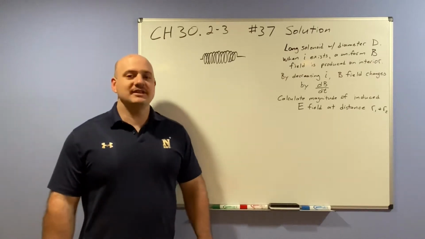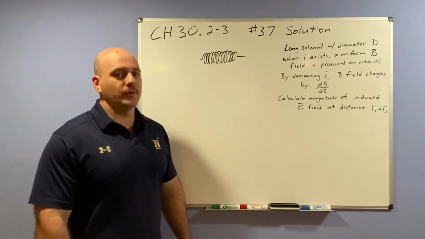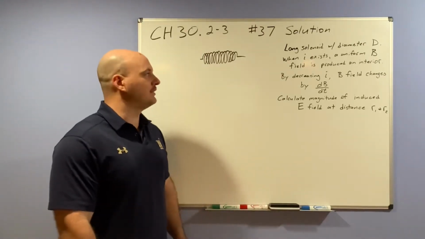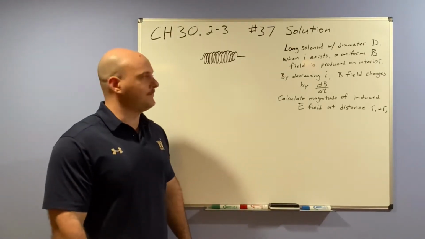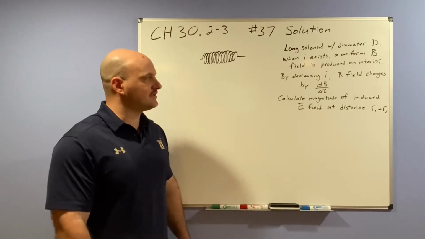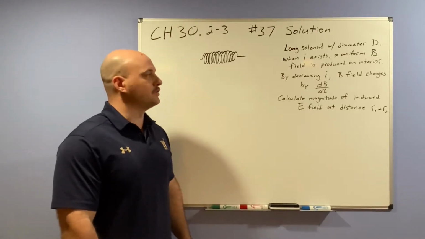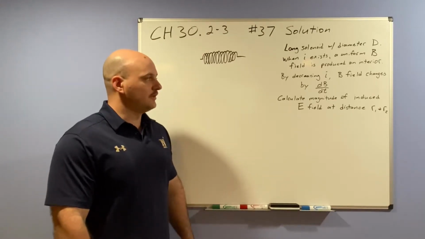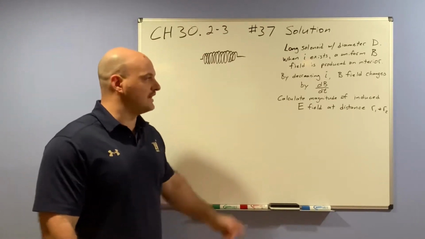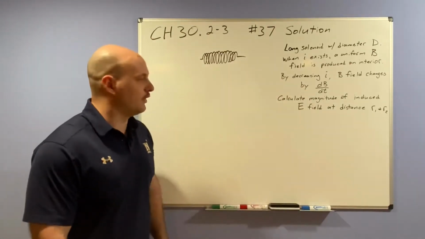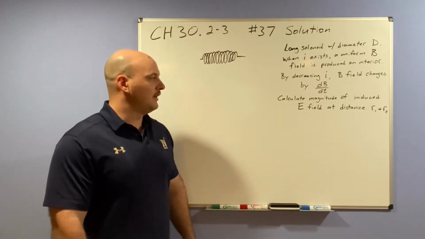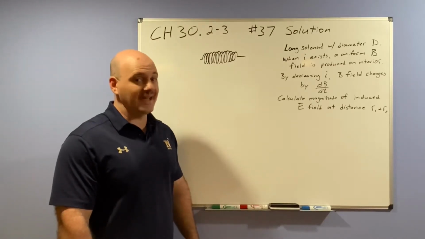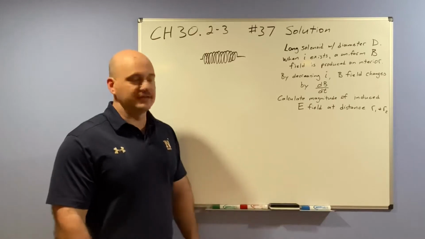Okay guys, I was asked to give a solution to homework problem number 37. The problem statement is that we have a long solenoid with a diameter D. When a current exists, a uniform magnetic field is produced on the interior of the windings. By decreasing the current, the magnetic field changes by a rate of dB over dt, some rate of change. The question asks to calculate the magnitude of the induced electric field at two different distances.